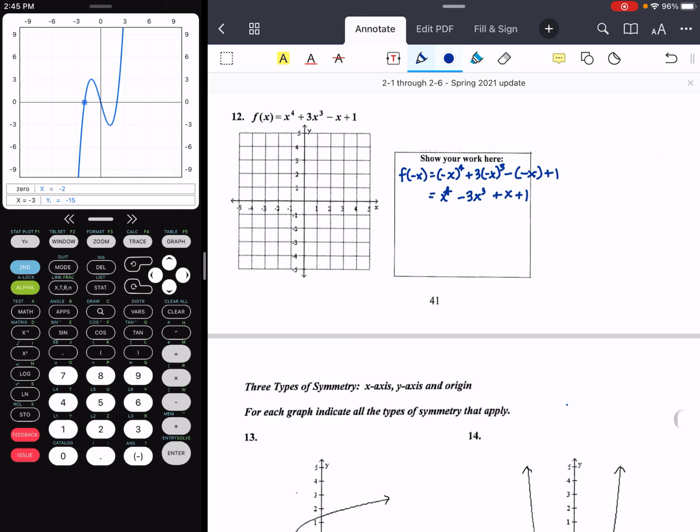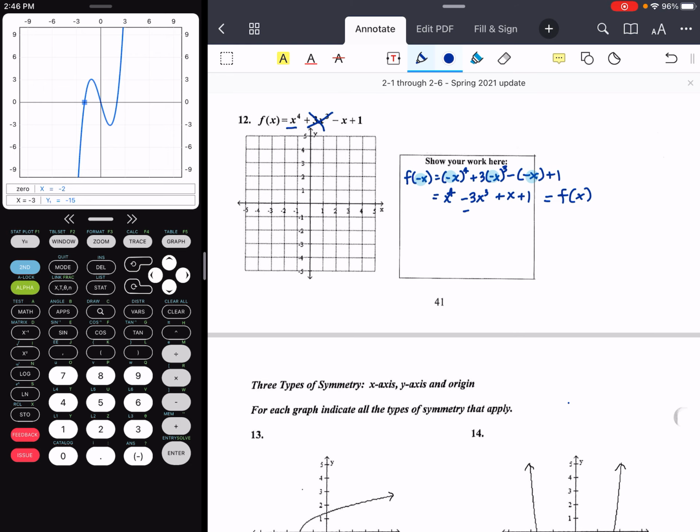All right, so let's see what we've got. Because we took f of negative x, instead of x to the 4th, we had negative x to the 4th. Instead of plus 3x cubed, we have plus 3 times negative x cubed. Instead of minus x, we have minus negative x, and then our plus 1. We simplified. We got x to the 4th minus 3x cubed plus x plus 1. So first, does this equal f of x? I have x to the 4th, that's good. But then right there, I have plus 3x cubed versus minus 3x cubed. So I don't have a match with f of x.